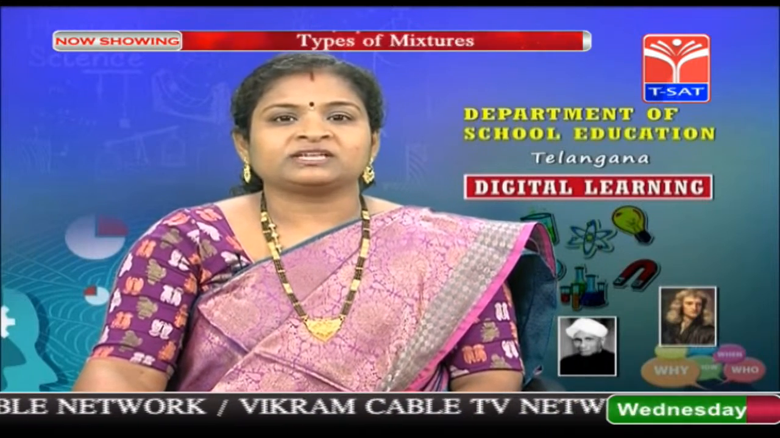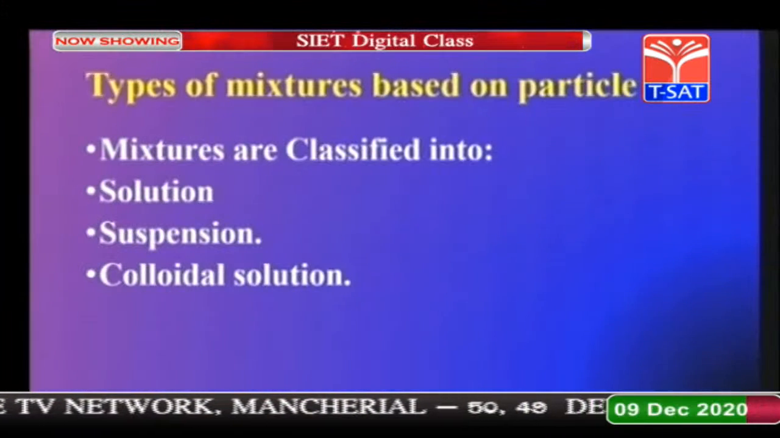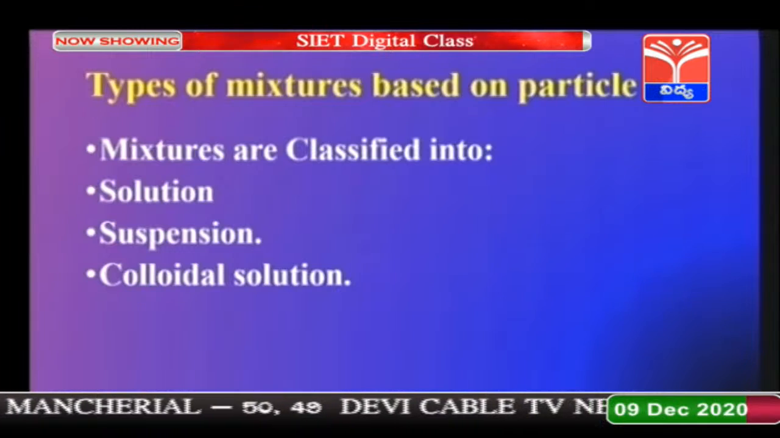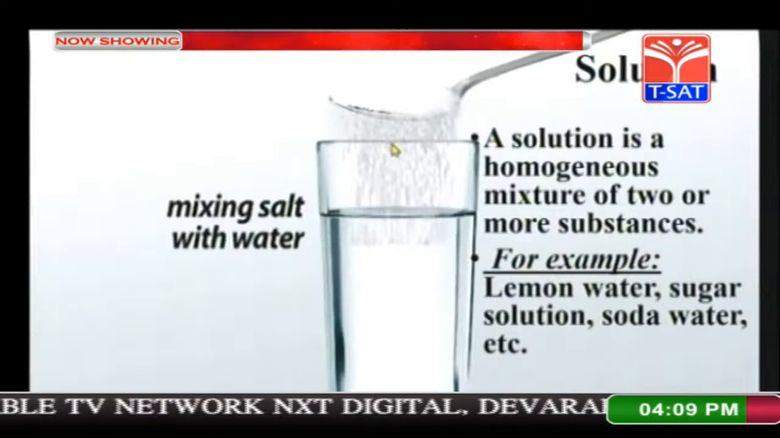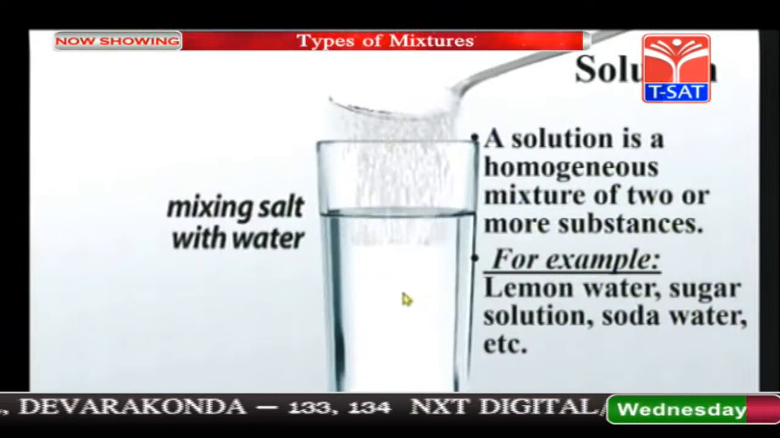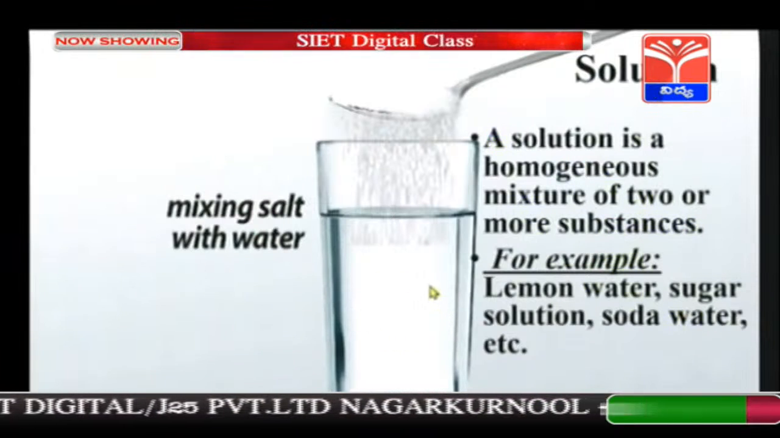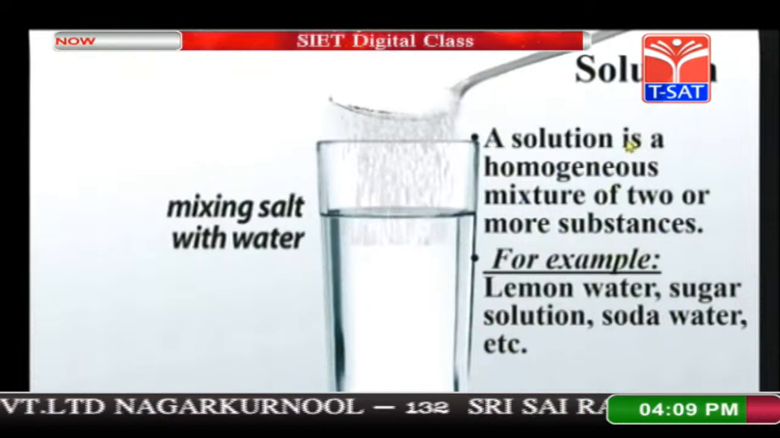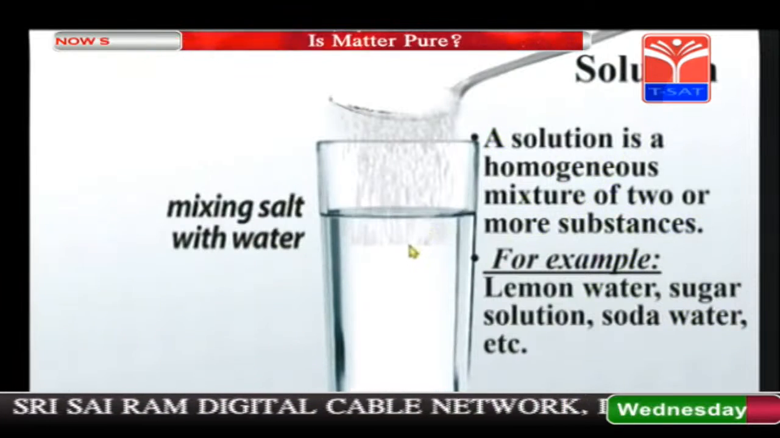Children, mixtures can be classified into solution, suspension and colloidal solution. Let us define what is a solution. In this example, we have seen sugar or salt, when it is completely dissolved in water, we get a clear solution. What type of mixture are we calling it? We call it a homogeneous mixture.